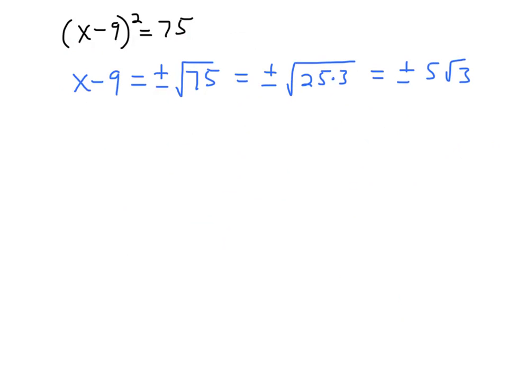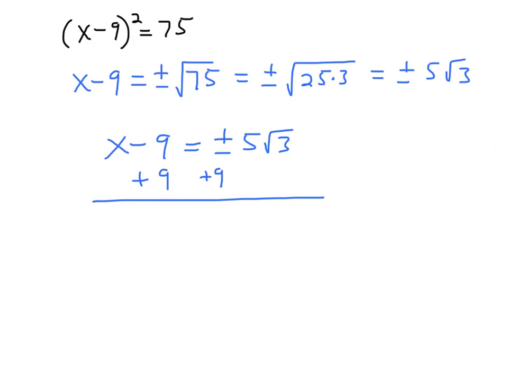So right now what we have is x minus 9 equals a plus or a minus 5 times the square root of 3. And we're trying to get x alone to solve for x, so we need to add 9 to both sides. And you could put the plus 9 at the end, but usually people like to write it first before the plus or the minus. So we get x equals 9 plus or minus 5 root 3. And those would be your solutions.